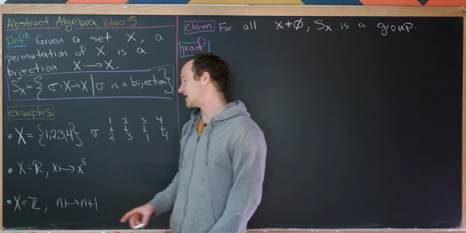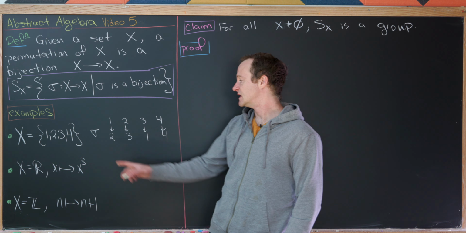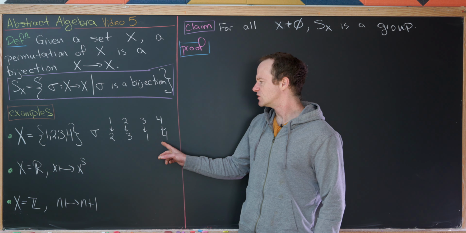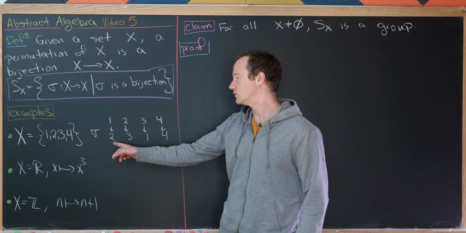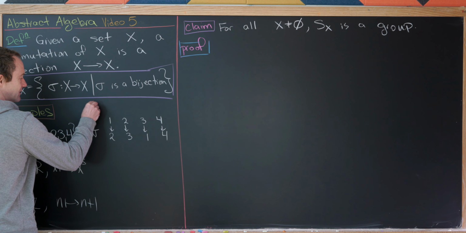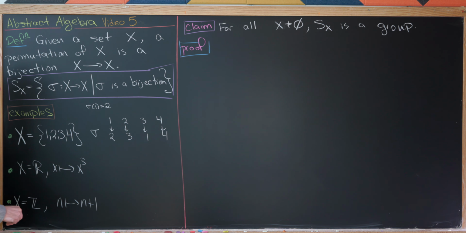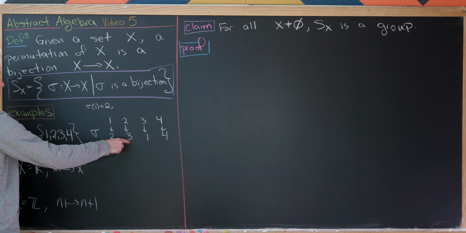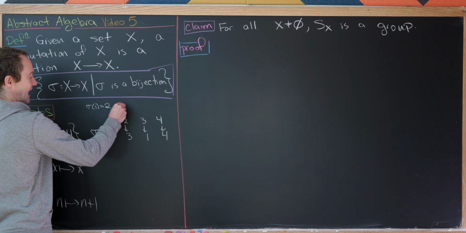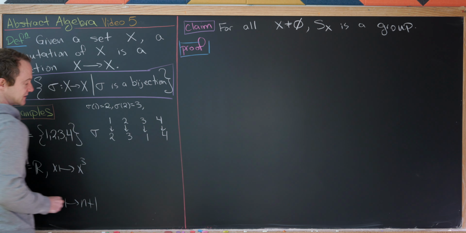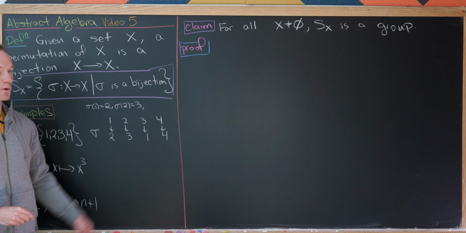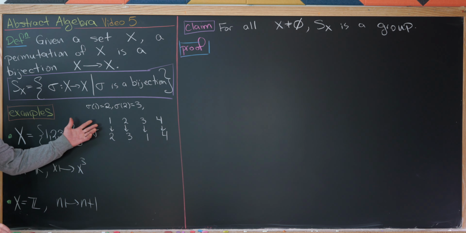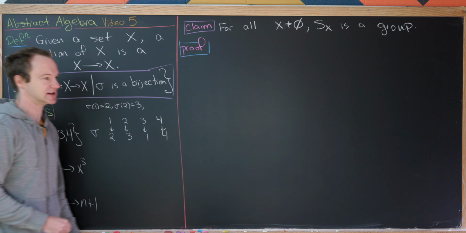If X is the set containing 1, 2, 3, 4, sigma could have the following action. I've put it all together in this single diagram. Sigma sends 1 to 2, so we read this as sigma evaluated at 1 equals 2. Sigma sends 2 to 3, so sigma evaluated at 2 equals 3. Sigma sends 3 to 1. And finally, sigma fixes 4, so it sends 4 to itself. So this is definitely a one-to-one and onto function. In other words, it's a bijection. So this is an example.